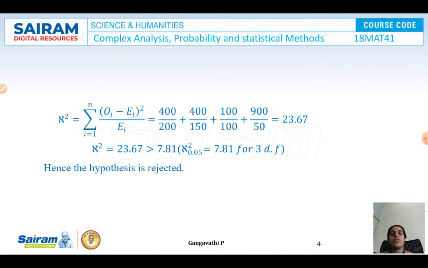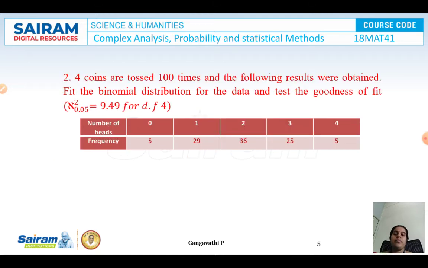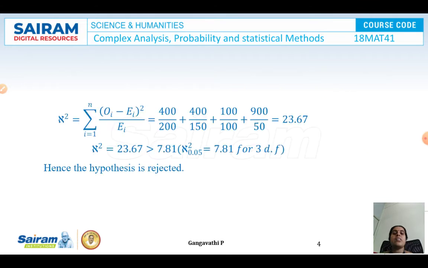23.67. So chi-square here is 23.67, which is greater than 7.81. What is the 7.81? From the chi-square distribution table, at 3 degrees of freedom and at 0.05 significance level, it is 7.81, and the obtained value was greater than that, which shows the hypothesis is rejected. It means that the results are not in the ratio of 4:3:2:1.